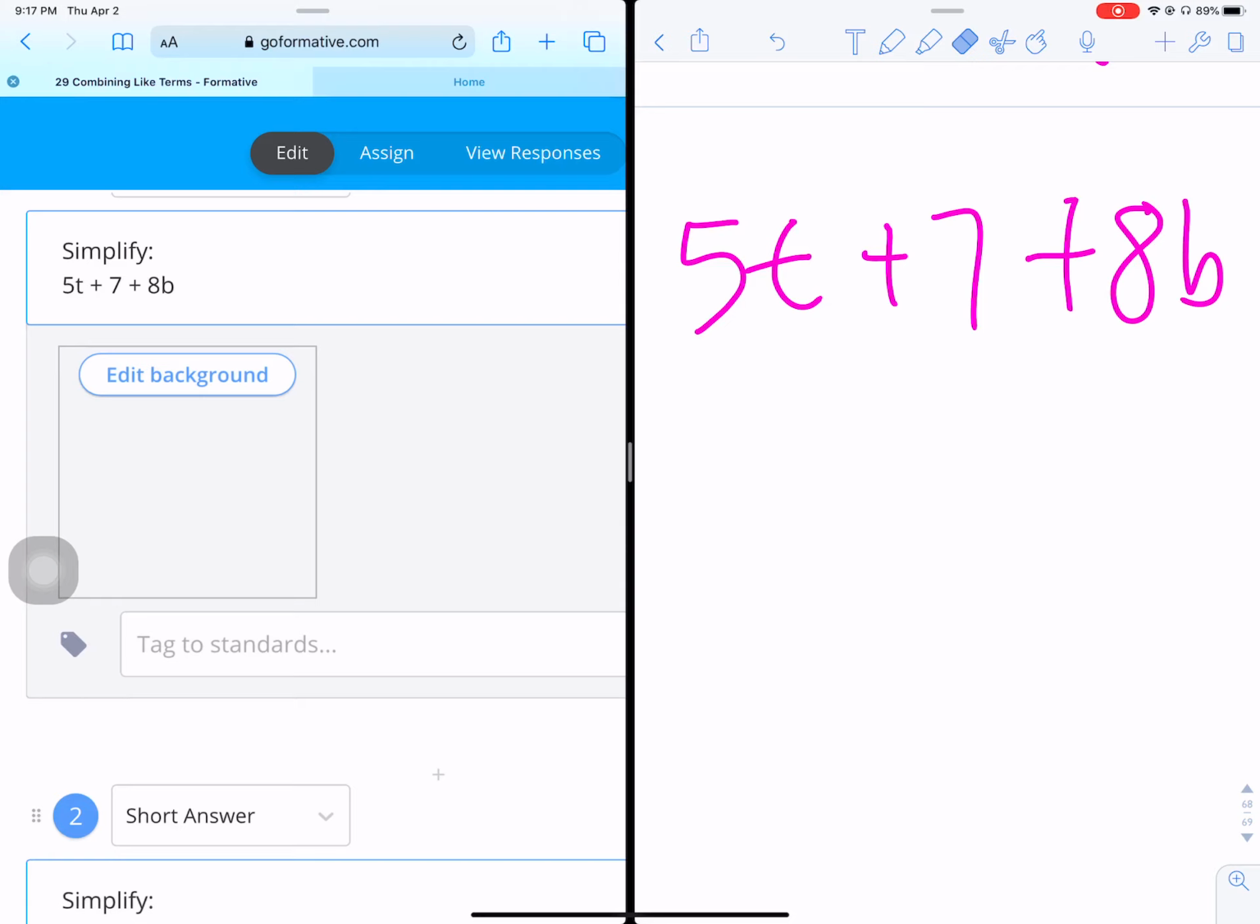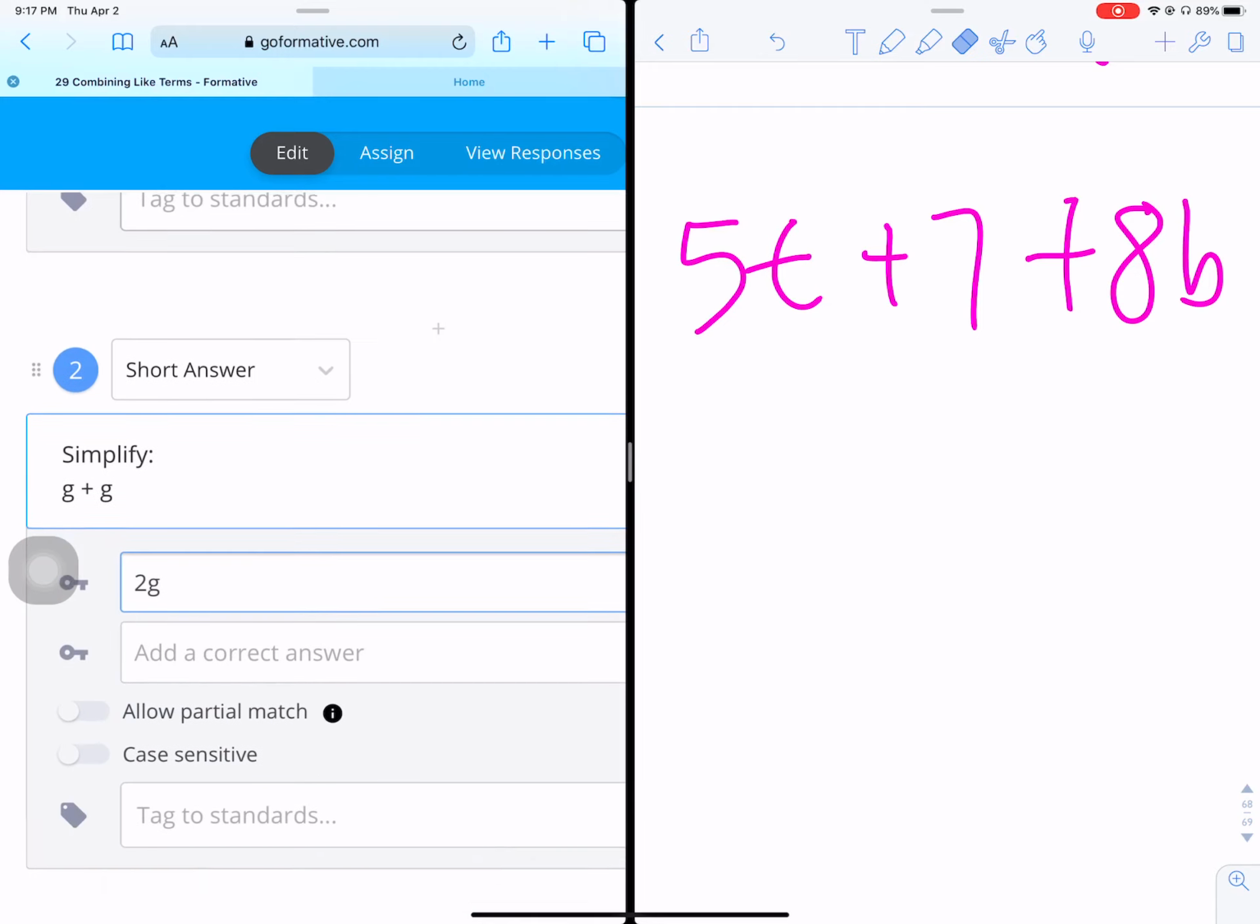A lot of kids like, okay, I can't do it. It's blank. Tell me you can't do it. Tell me why you can't do it. Write something out like, can't do this problem because none of the variables match. T's don't go with B's, and T's and B's don't go with just regular sevens. Okay, that is the point there.